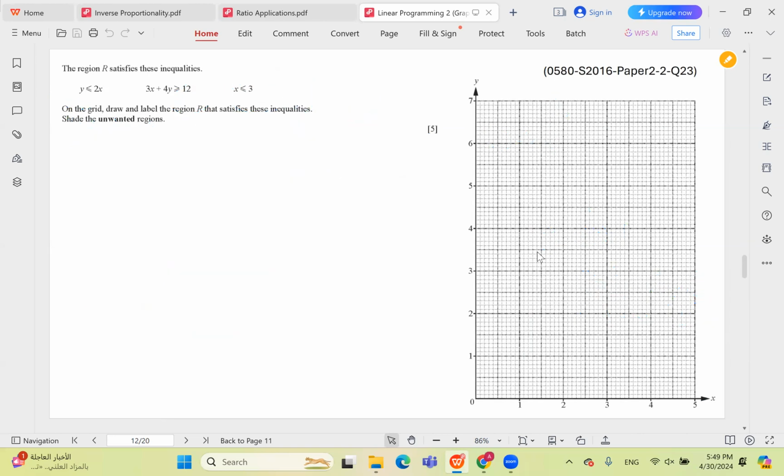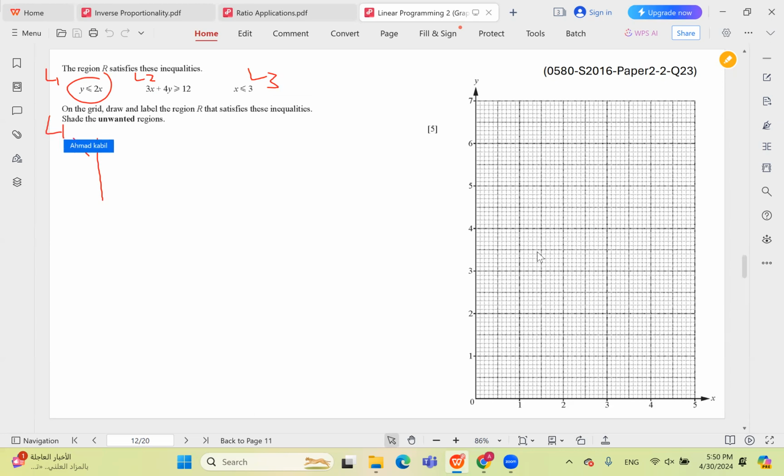So for this problem here, the region R satisfies these inequalities. Draw and label the region R that satisfies these inequalities. So for the first line, we have y is less than or equal to 2x. Let's draw a small table here. Let's call them, for example, line 1, line 2, line 3. So here we're preparing for line 1.